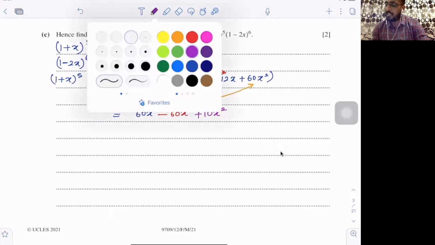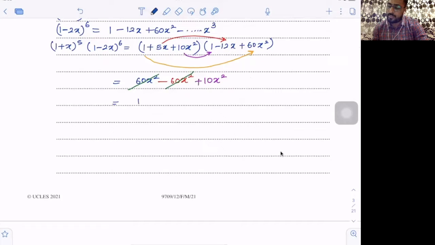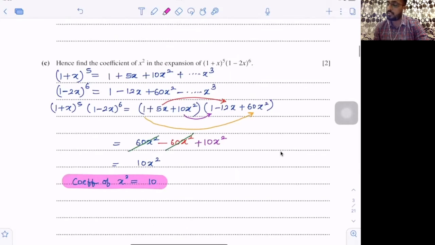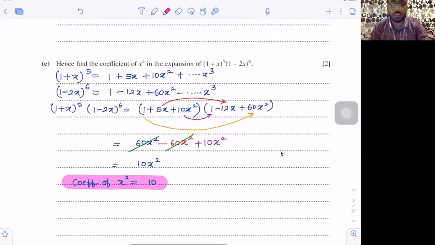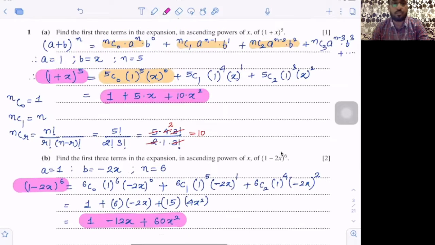You can easily now guess that the plus 60x square and the minus 60x square will get cancelled, and you are left only with what? You're left with only plus 10x square. That means, students, what will be the coefficient of x square? It's going to be just 10. That's your answer. Coefficient of x square is 10. So for this third part, you have scored another 2 marks. So in all, students, for the entire question 1, we have fetched 5 marks. Wasn't it an easy question, right?